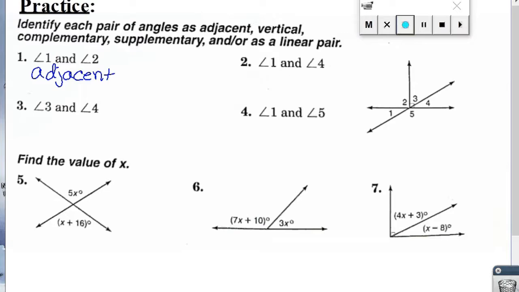How about angles 1 and 4? Here's angle 1, and here's angle 4. Angles 1 and 4 are formed from these two lines, from this guy and this guy. Angles formed from the same two lines that share no common sides, just the vertex, we call vertical angles. So those are definitely vertical angles. And if they're vertical angles, they cannot be adjacent angles.